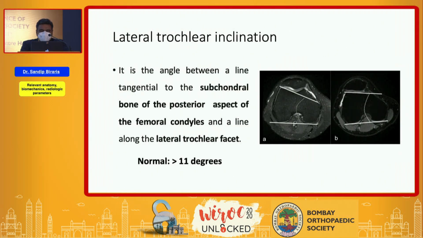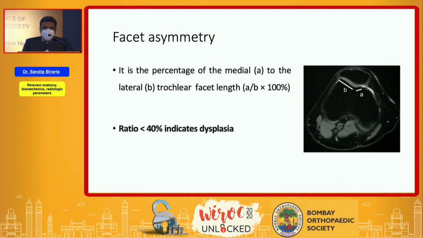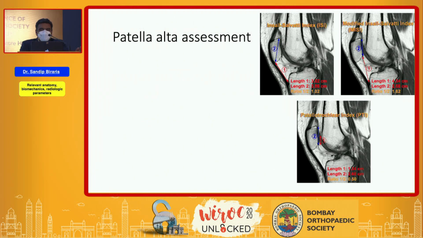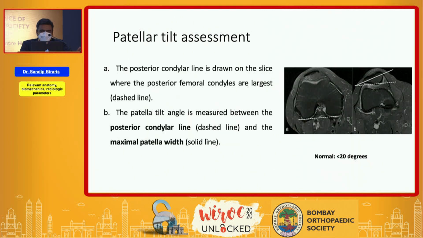Lateral trochlear inclination: draw the posterior condylar axis, then take a tangential to the lateral facet of the femoral trochlea, and the angle formed is called the lateral trochlear inclination angle. Normally it should be more than 11 degrees. If it is less than that, then it's considered abnormal. Facet symmetry is also important, where you take the length of the medial facet divided by the length of the lateral facet, and the ratio is calculated. If the ratio is less than 40%, it indicates dysplasia of the facet. Patella alta also can be assessed with the help of MRI.